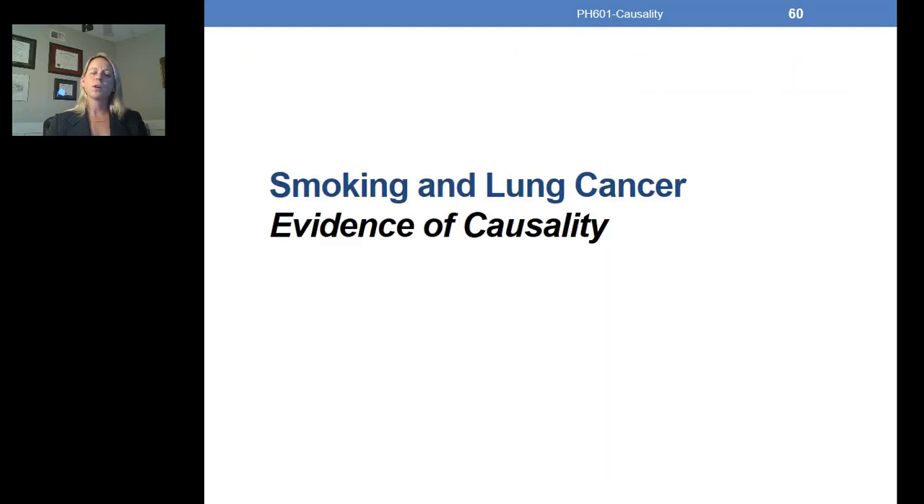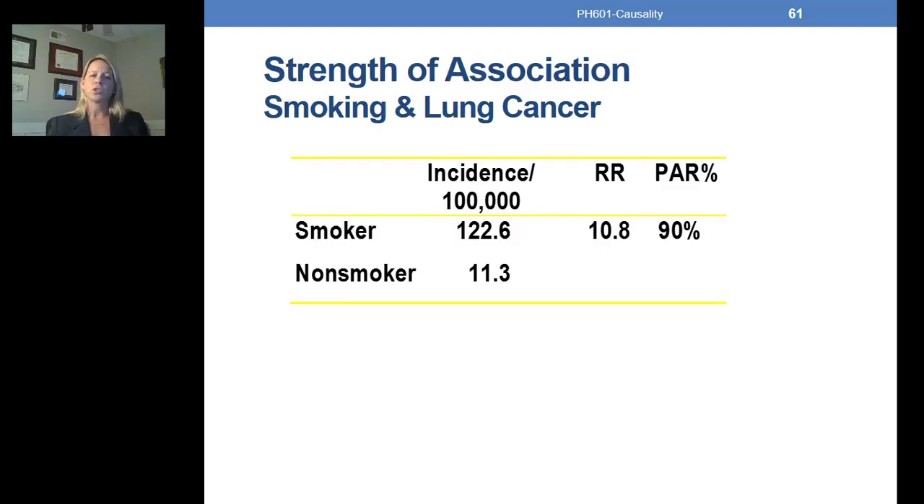as well as the counter arguments for them. So now I'm going to walk through the scenario of smoking and lung cancer and walking through some of those key criteria to conclude that there is causation occurring. This particular table here is to illustrate the strength of association criterion of Bradford-Hill's, illustrating that with the presence of smoking, the incidence per 100,000 is 122.6, but in the absence of smoking, the risk of lung cancer is only 11.3. That gives us a relative risk of 10.8 and a population attributable risk of 90%.